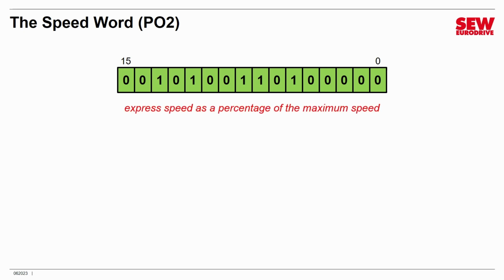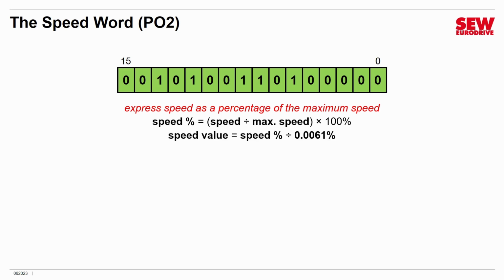Let's say you want to send the speed as a percentage of the motor's maximum speed. You'll have to do some calculations first. So here's what you do. You take the speed that you want to turn, divide it by the motor's maximum program speed, and multiply by 100%. That will give you the speed as a percentage. Then you must take that value and divide it by 0.0061%. That is the smallest unit that you can turn. And that will give you a number that, after you've converted it to hexadecimal, you can send over the field bus. To turn clockwise, provide a positive hexadecimal value. To turn counterclockwise, send a negative hexadecimal value.